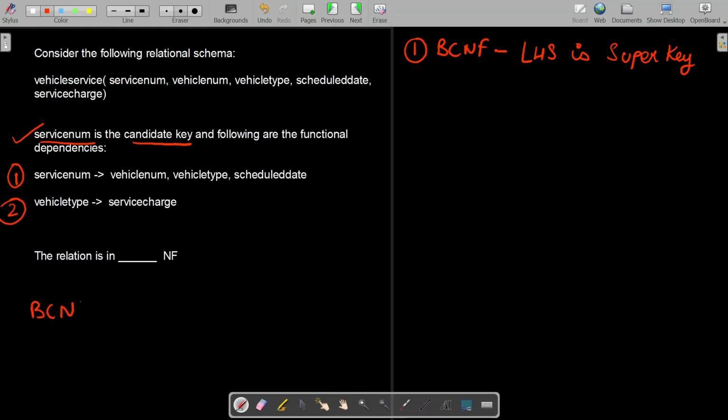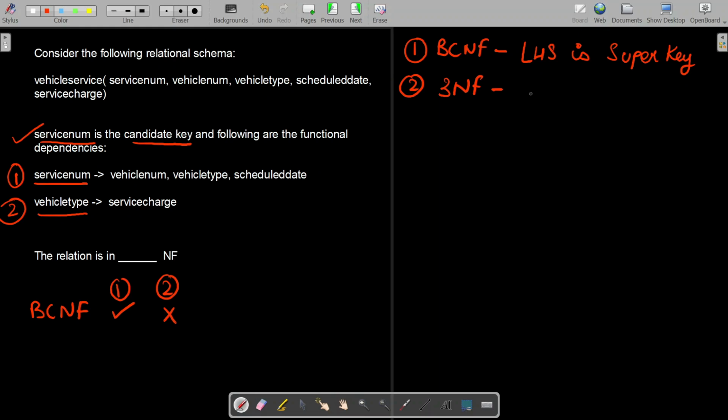So for a relation to be in BCNF, both the dependencies must be in BCNF form. Now as service num is our candidate key, it will be a super key, as all candidate keys are super keys. So this relation is in BCNF, as LHS is a super key. Now for the second functional dependency, we see that vehicle type is not a super key. So second functional dependency is not in BCNF.